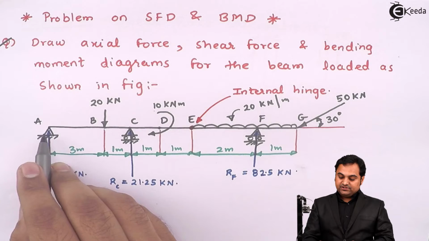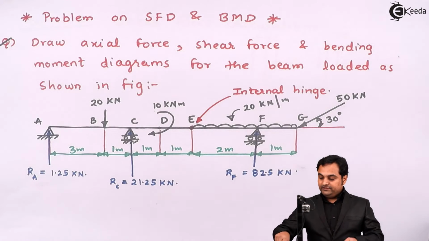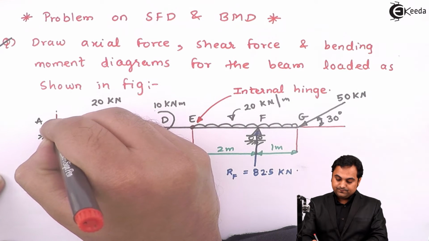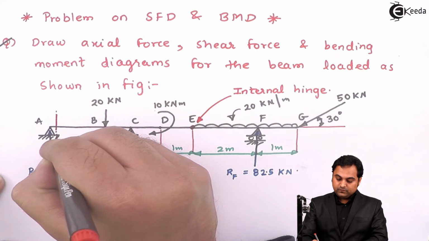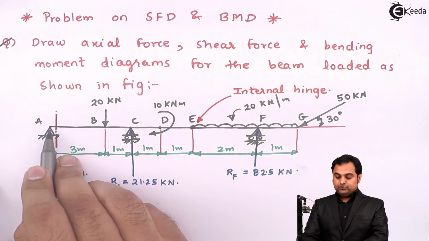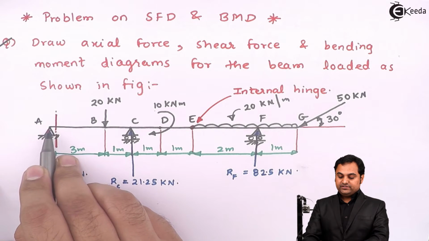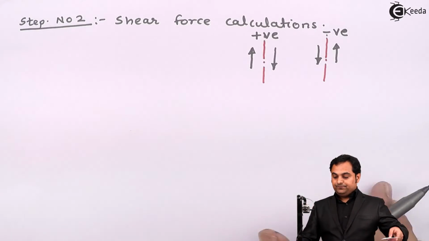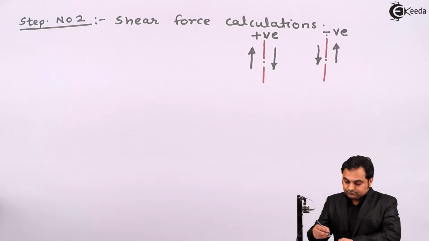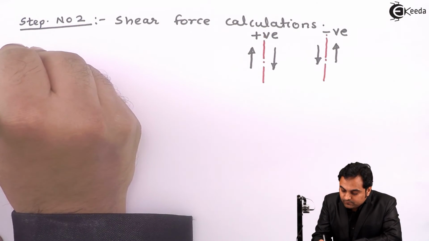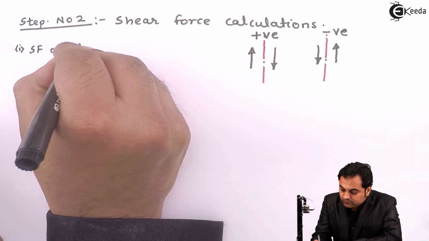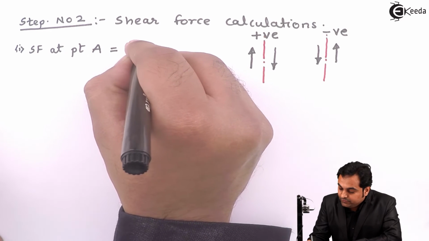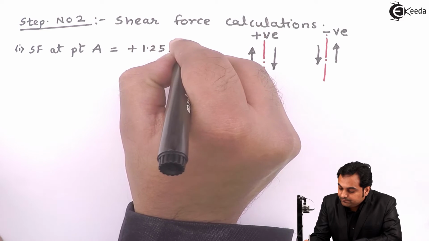In shear force calculation, first I'll calculate shear force at point A, and for that I'll take the section very close to point A, that is at this location. So when I'm taking the section very close to point A, on the left hand side of this section we are having RA acting upward, so as per the convention, it will be positive. Shear force at point A is equal to plus 1.25 kilonewton.